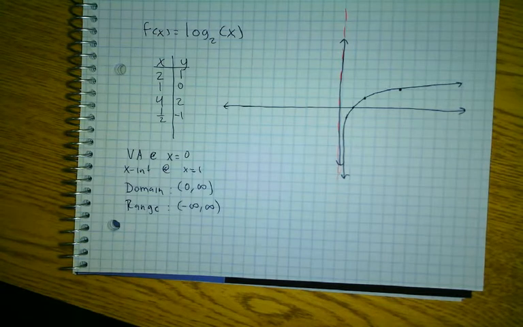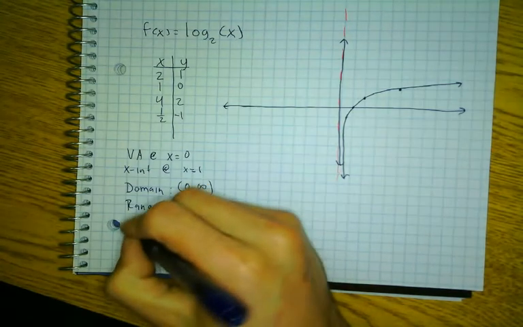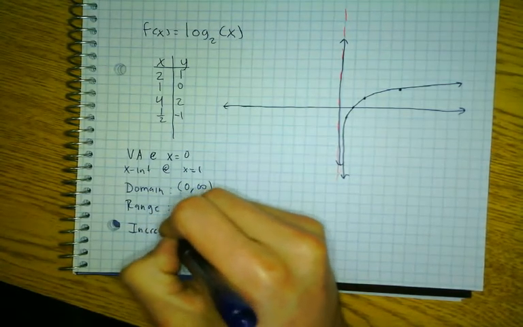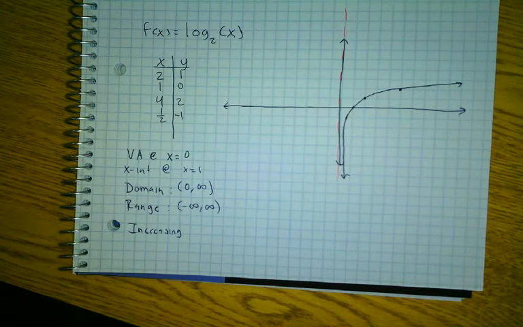One last thing I'm going to ask you: is this function increasing or decreasing? Increasing. Very good. Any questions? You sure? There are no horizontal asymptotes. Never.